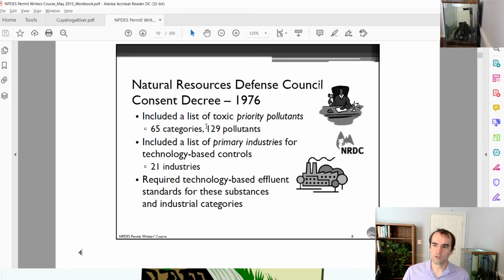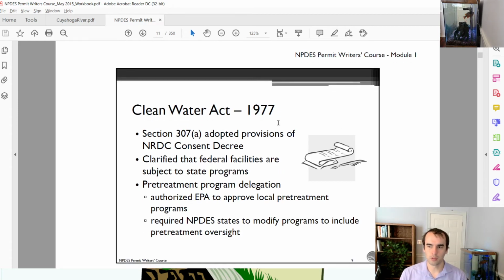1976, the Natural Resources Defense Council consent decree established this list of toxic priority pollutants. We'll take a glance at that list in a moment, and kind of touched on a couple other things, including a list of primary industries, 21 of them as of 2015, where these specific industries were known to have specific types of contaminants and pollutants, and so they had these technology-based effluent standards specific to their categories. I mentioned that a moment ago, so maybe a paper mill would be prescribed, you must use this type of technology because we know it's going to work, and we know it's going to take care of the particular types of pollutants that you'll probably see.